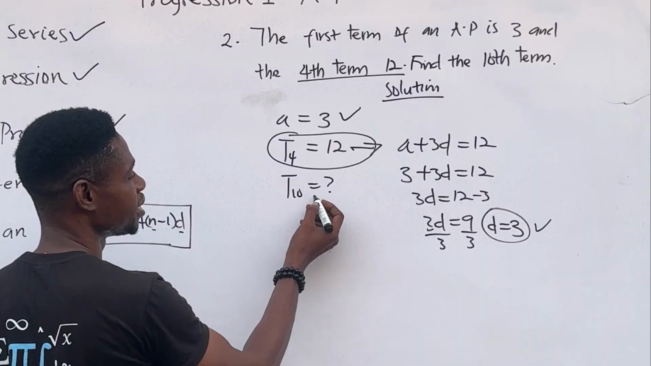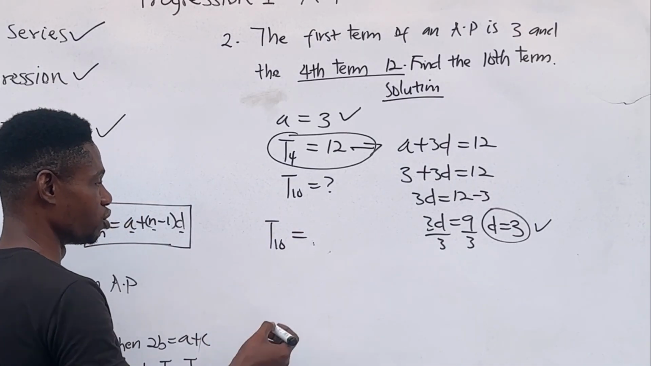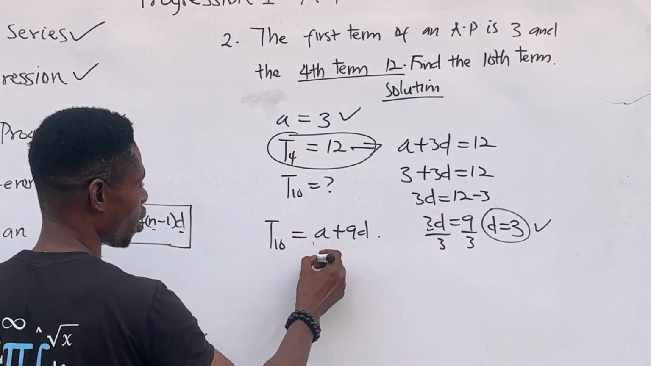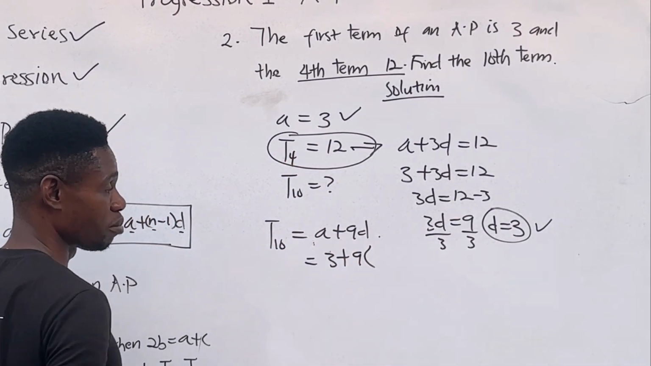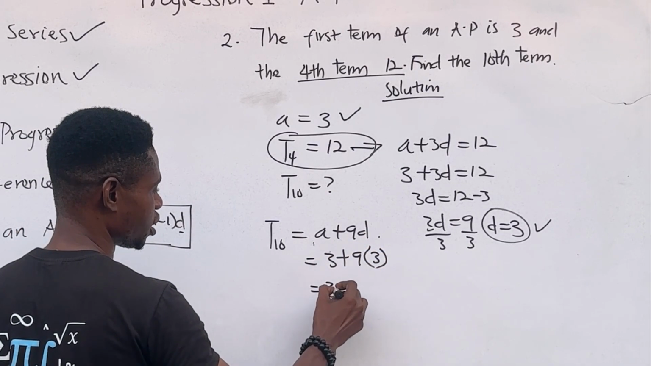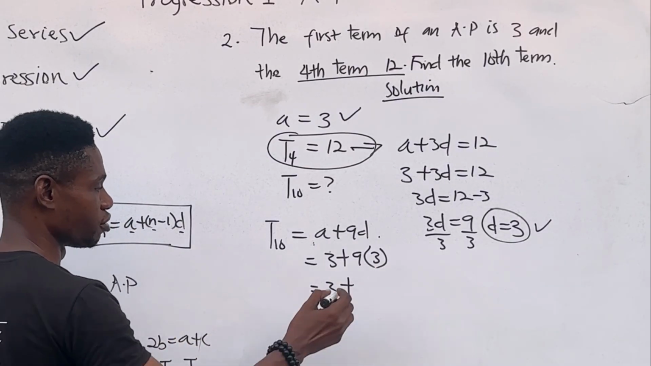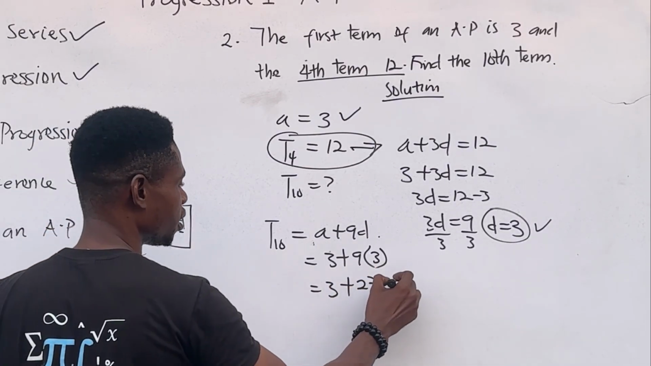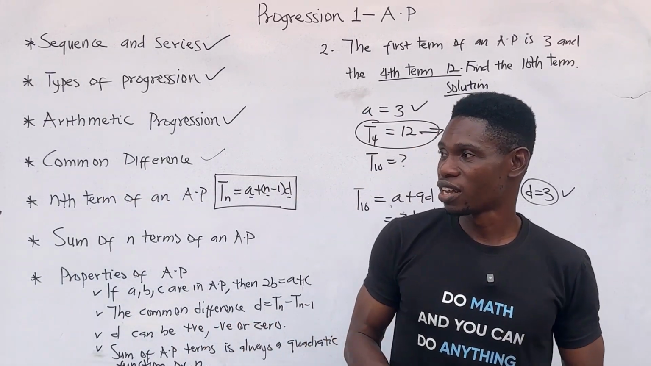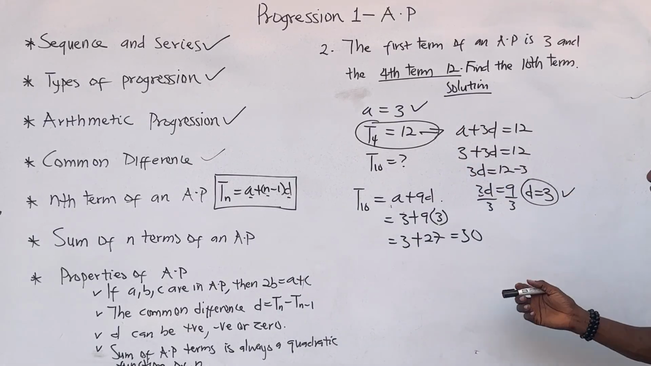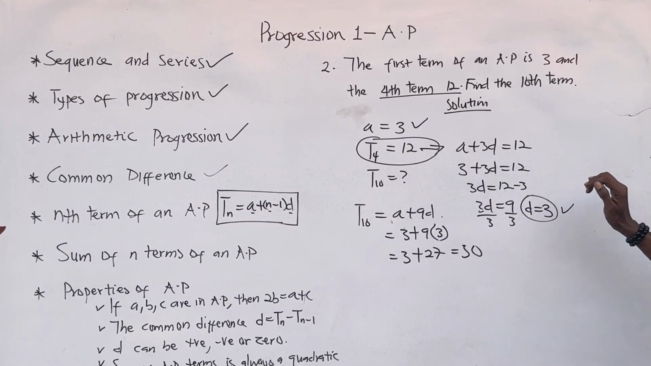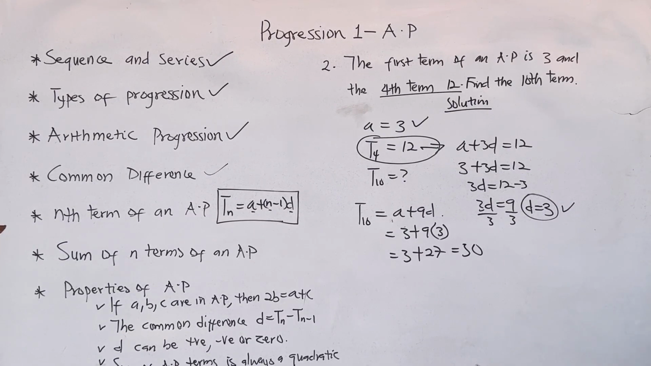Now it says find the 10th term. So T10, as we all know, is A plus 9D. So we have our A and we have our D. So our A is 3 plus 9 multiplied by our D, which is also 3. So this gives us 3 plus 9 multiplied by 3, which is 27. So 27 plus 3, that's 30. So that's the kind of way you will be examined in UTME. But let's take it a step higher again, so that we'll get the picture clearer before we move to exam style questions.